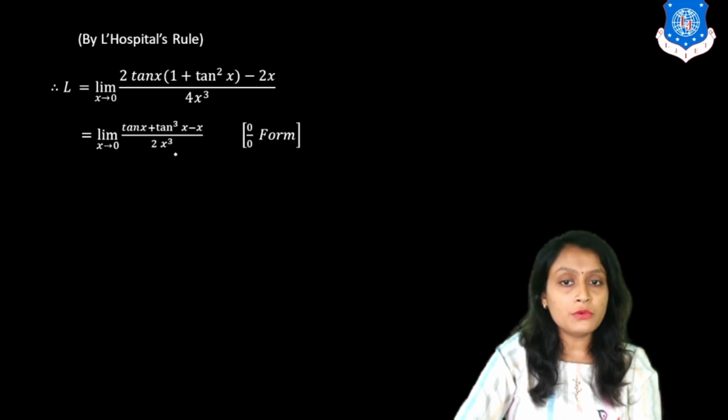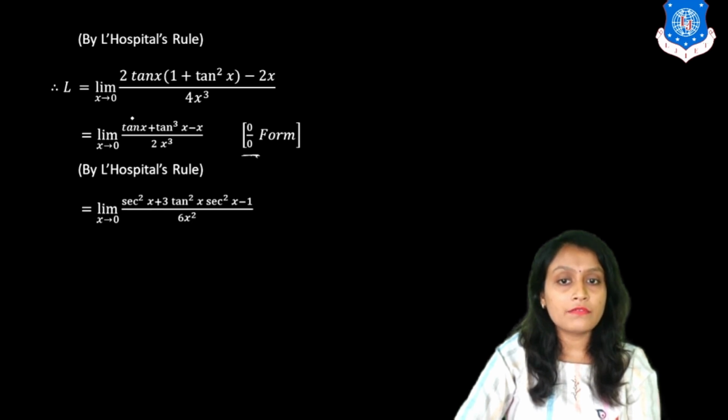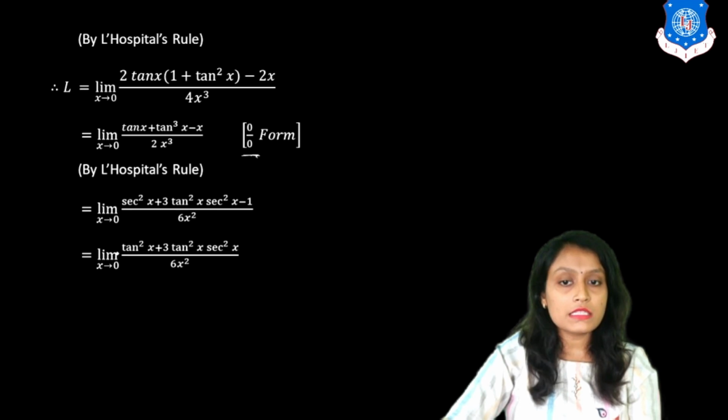If you substitute x equals 0, you will get this form 0 by 0. So we have to apply L'Hopital's rule, right? So you will get the derivative of tan x, that is sec square x, plus the derivative of tan cube x, that is 3 tan square x into sec square x, minus 1. Now we know this formula, that is sec square x minus 1 is tan square x. So in place of sec square x minus 1, just write tan square x plus 3 tan square x as it is upon 6x square.